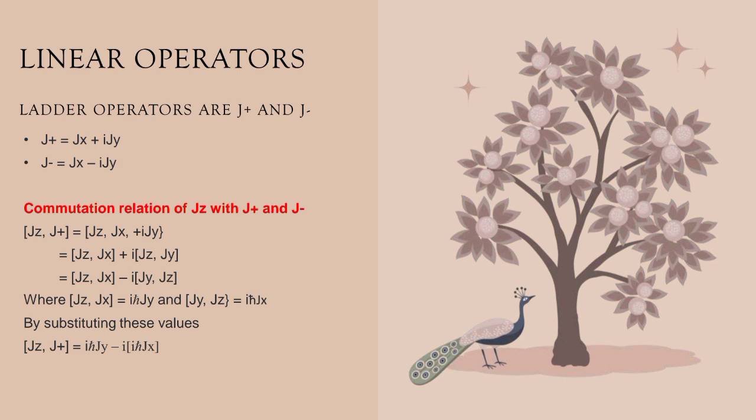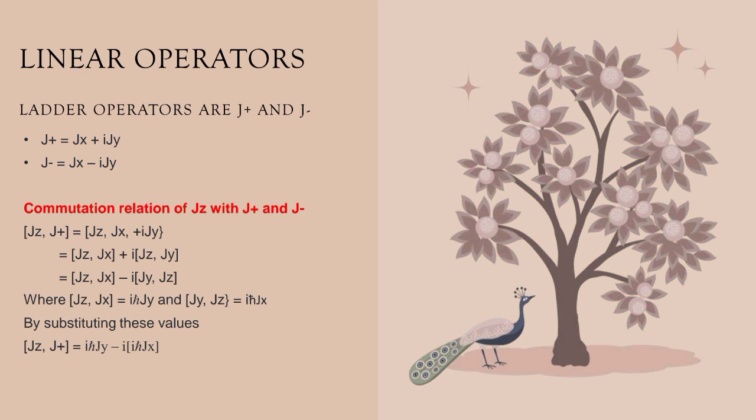Linear operators. Let's take two ladder operators, J plus and J minus, where J plus is equal to Jx plus iJy and J minus is equal to Jx minus iJy. The commutation relation of Jz with J plus and J minus. First we can see the relation of [Jz, J plus]. Here we substitute the value of J plus, and then we have an equation like [Jz, Jx] plus i [Jz, Jy]. Then we can write the same equation for minus.